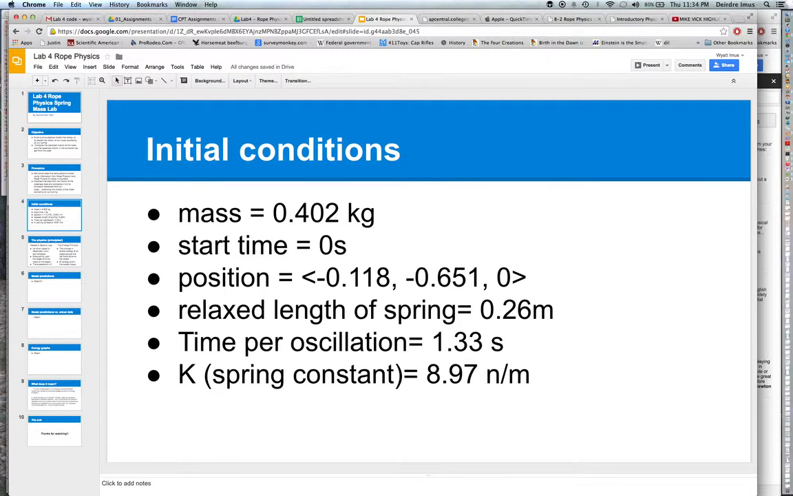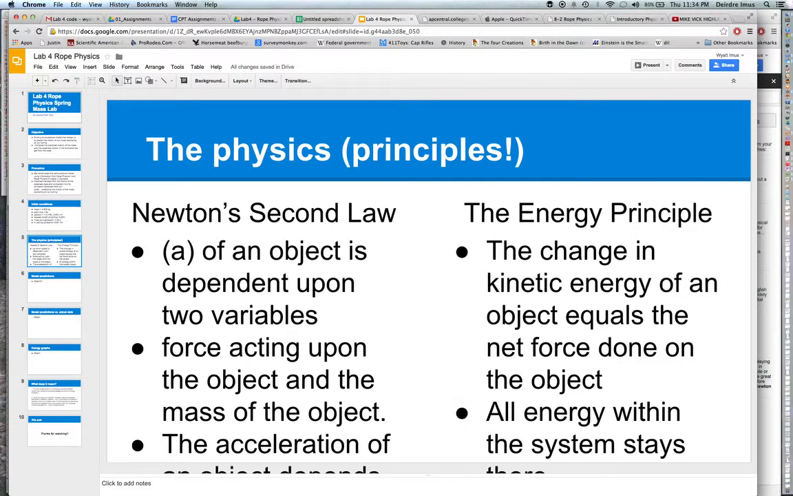The initial conditions were the following. The mass was 0.402 kilograms, the start time was 0 seconds, the position vector had an x component of negative 0.118, a y component of negative 0.651, and a z component of 0. The relaxed length of the spring was 0.26 meters, and the time per oscillation was 1.33 seconds. And our spring constant, K, was 8.97 newtons per meter.